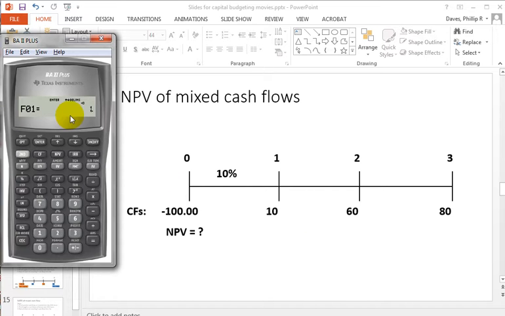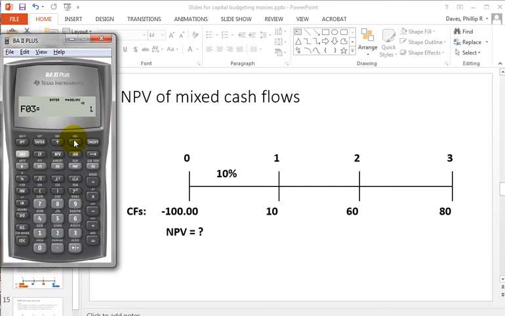So frequency, I almost always leave at 1. So I'm just going to use the down arrow. It's already entered as 1. Notice there's that little triangle. So now cash flow 2 is 60. Now it's telling us to enter it, so I'm going to enter it. Use the down arrow. The frequency 2 is 1, and it's already entered, so I can use the down arrow. Cash flow 3 is 80. Enter. And now I go down, and the frequency 3 is 1.